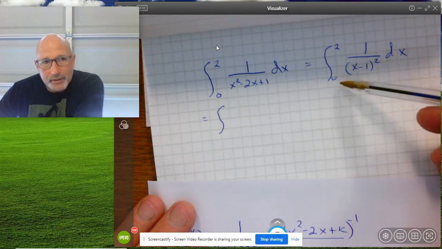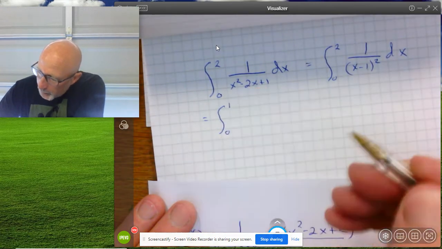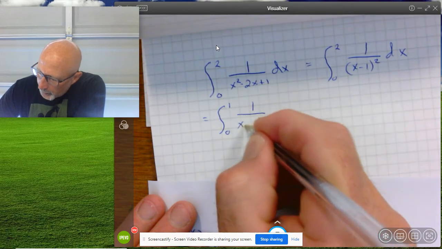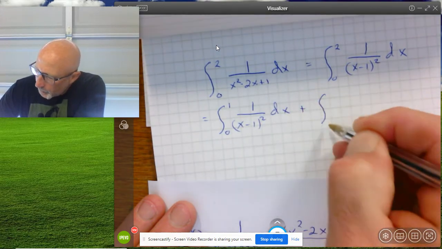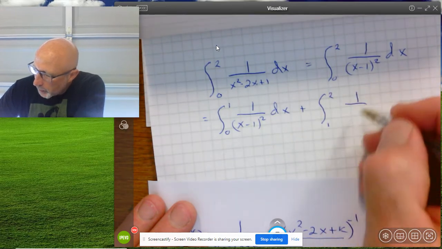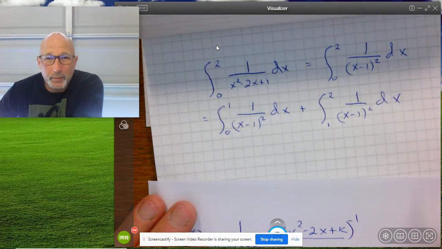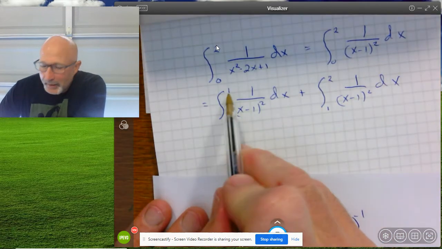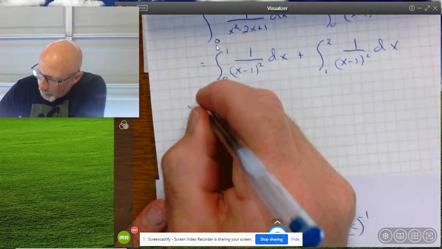So what you actually have to do here is you have to split the integral. So I'm going to integrate from 0 to 1 of 1 all over x minus 1 squared dx, plus the integral from 1 to 2 of 1 all over x minus 1 squared dx. You have to split it apart. Now, you still can't plug in 1 here, so I have to change it to a limit. This is becoming quite a crazy problem.